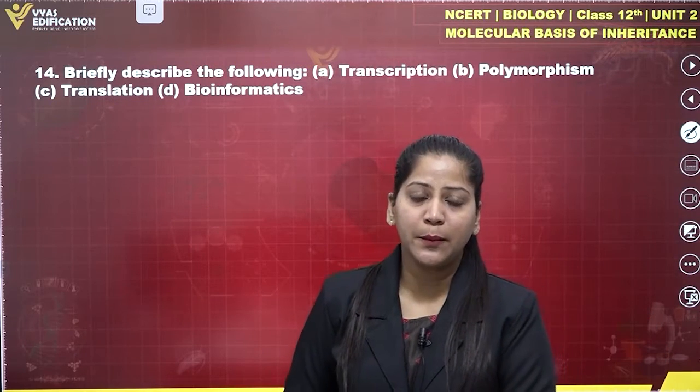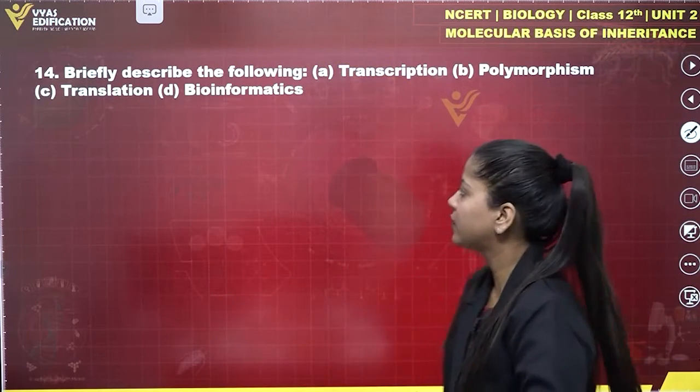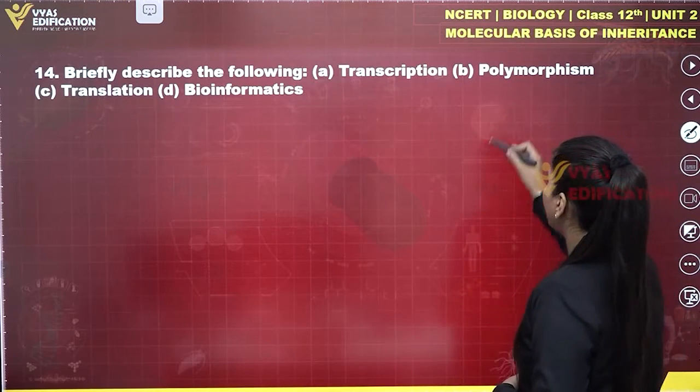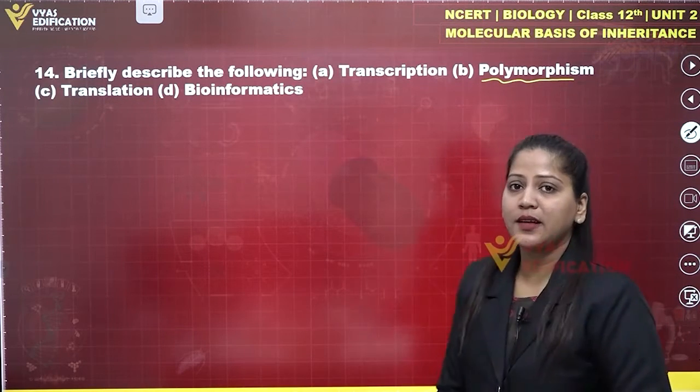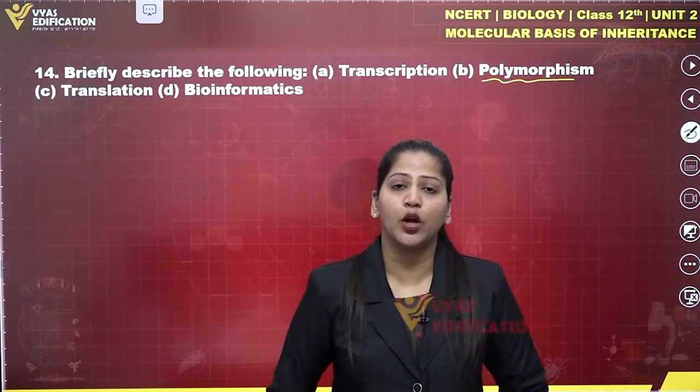Now let's discuss the B part of this question, that is we have to describe polymorphism. What is polymorphism? Polymorphism is a kind of genetic variation.